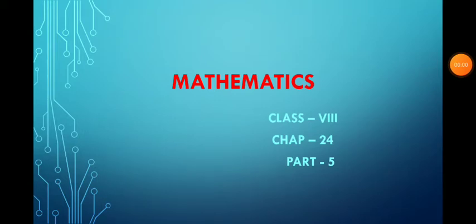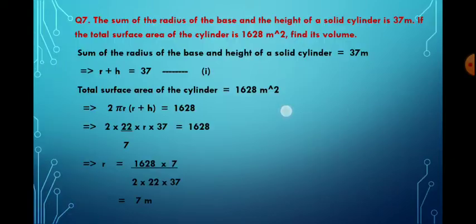This is the fifth part of chapter 24, volume and surface area of solids, and we are continuing exercise 24B. We'll start with question number 7.